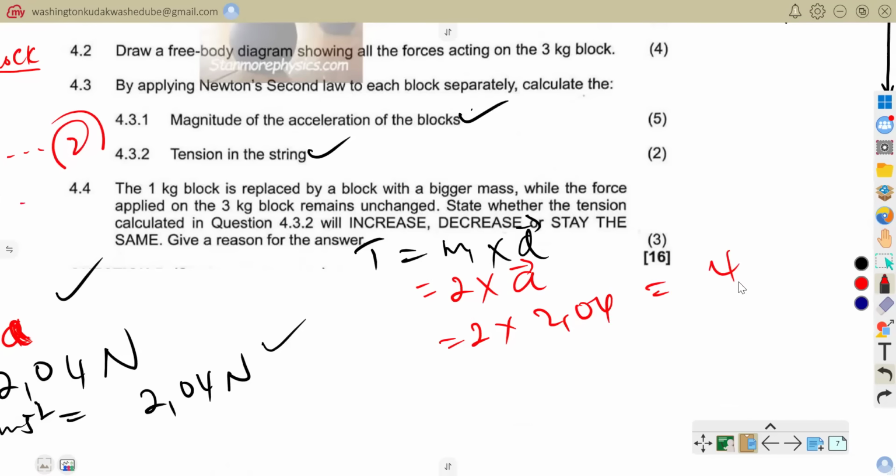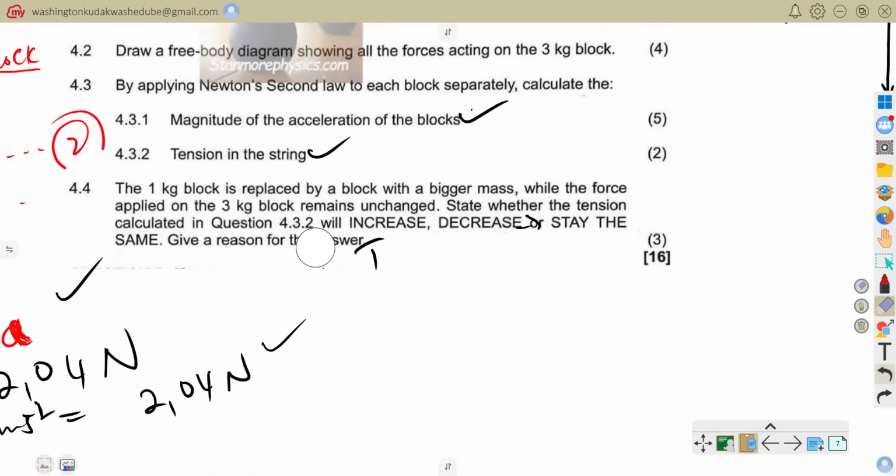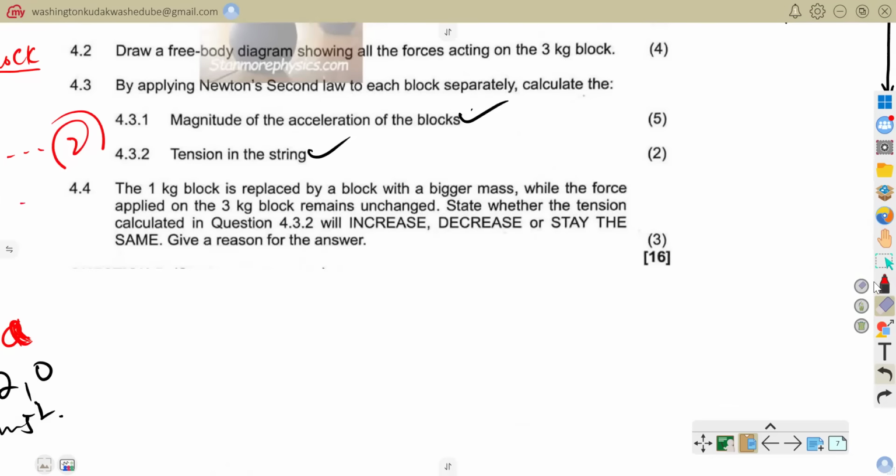So definitely it's going to be big, about 4.08. It is going to increase. Since our tension here is dependent on the mass of the first block, as the first block's mass increases, our tension will also increase. So what is it that you are going to say there? You are going to say increase. Why was it going to increase?